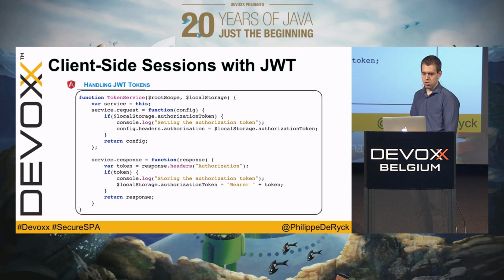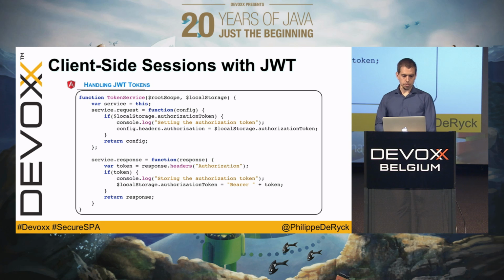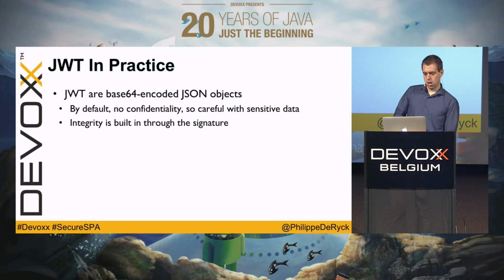You can write an interceptor that looks for a token coming in on requests, stores it within local storage, so you have persistence, and you attach it again to outgoing requests in the application. So essentially, it's as simple as that. You can make this as complex or as complicated as you want, of course.